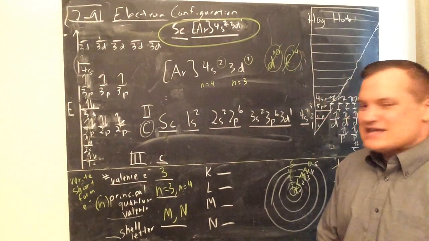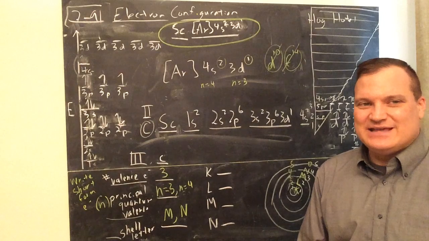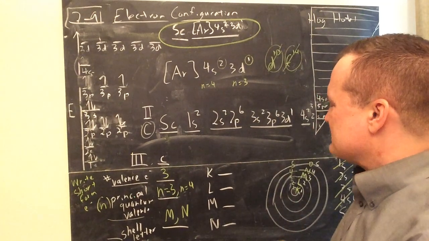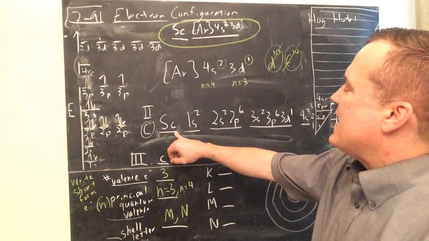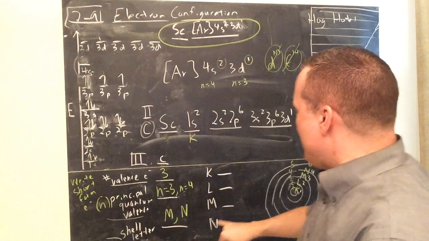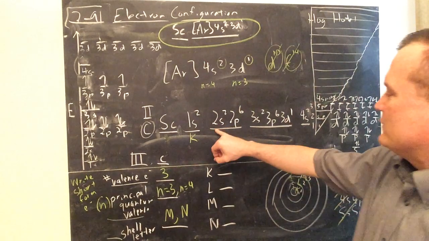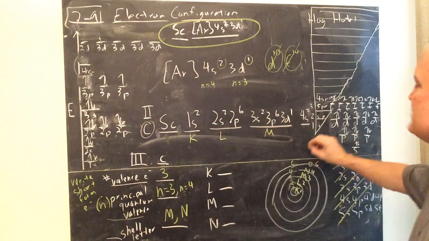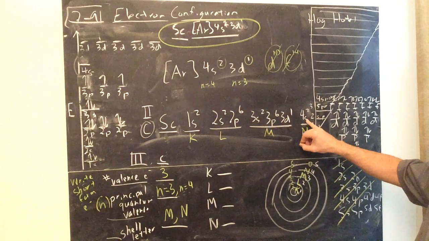These last few things are kind of picky for me to be teaching, but at least you'll know it, and you'll see there's some times it might pop up. If this is scandium, these are the K shell electrons, everything with a 1. K is 1, n equals 1. n equals 2 is the L shell. These are all the M shell, and these are all the N shell, n equals 4.